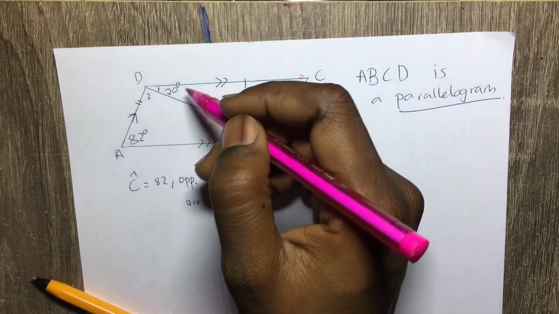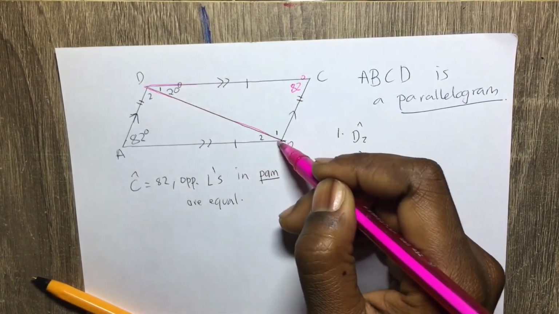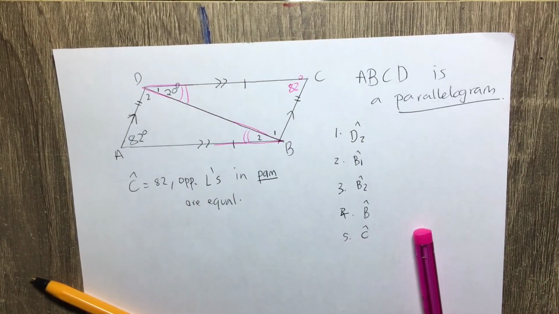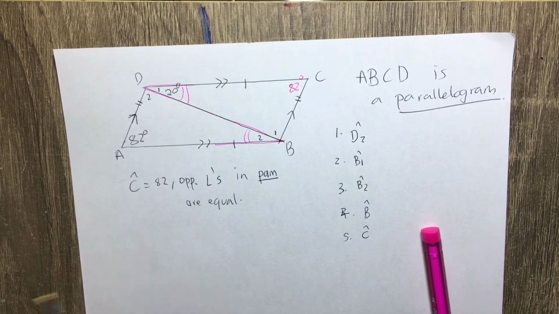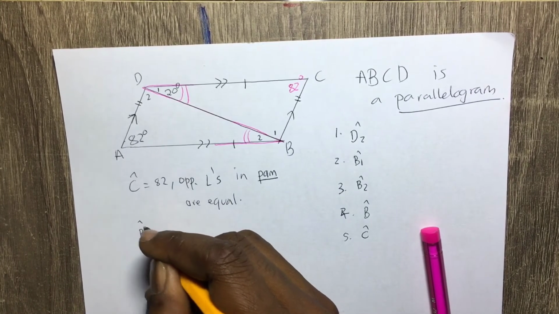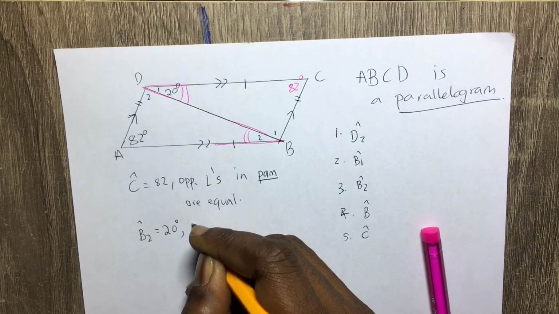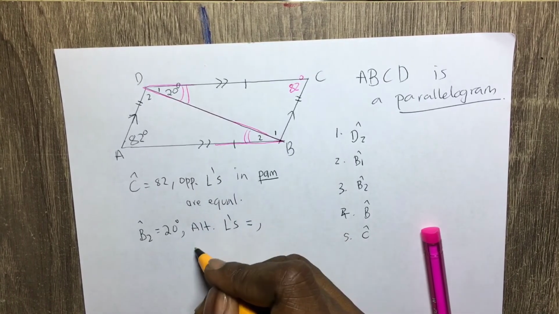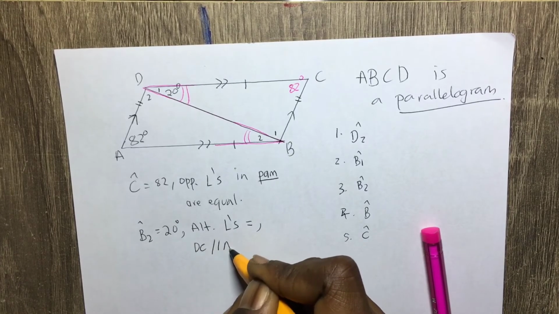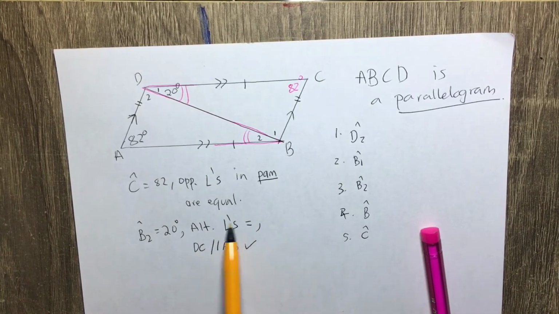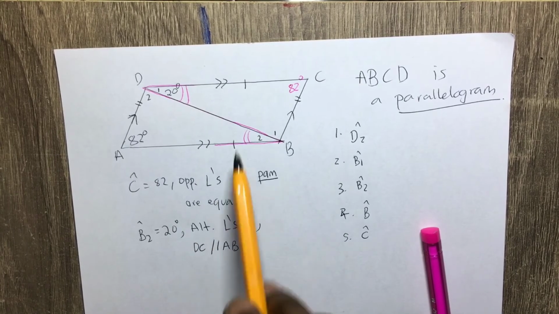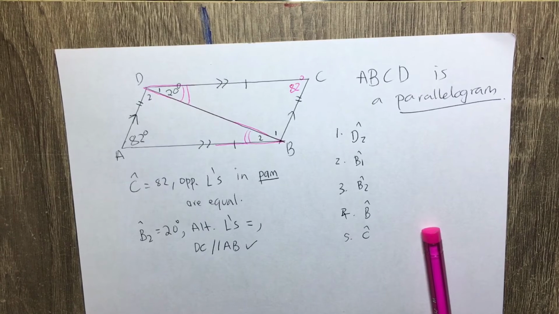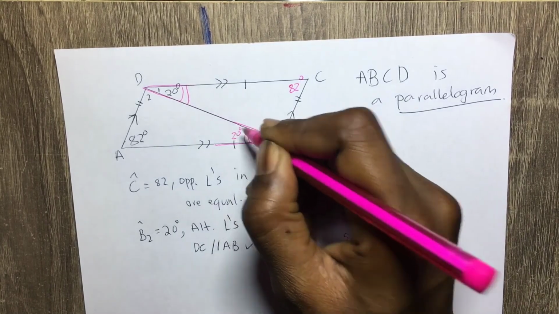So I realize a Z shape. A Z shape says this angle and this angle are the same because of alternating angles. So I'm going to say, okay, angle B2 will also be 20 degrees because alternating angles are equal, because DC is parallel to AB. We are using this rule of parallel lines because we have parallel lines. I hope you can see it. So we are answering that. So I'm going to go ahead and label 20 degrees.